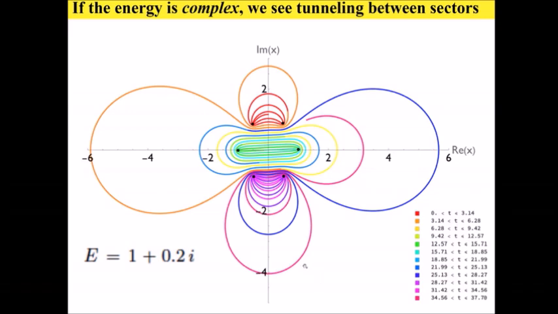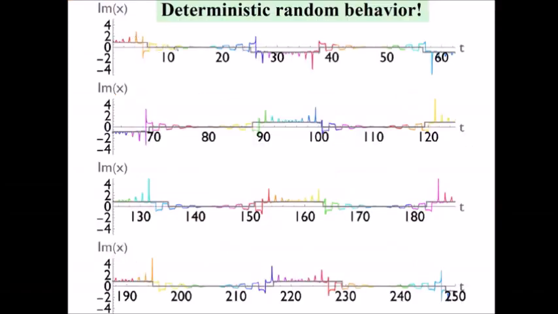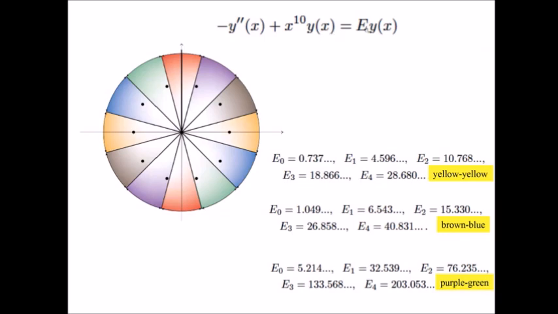And in fact, what we see is deterministic random behavior. Here is the classical particle. It is in one region, then it jumps to another region, then it jumps to this region, then it jumps back up to this region, and it goes back and forth in a chaotic fashion. So we have deterministic classical random behavior. Okay? And here is the same example for an x to the 10 potential.